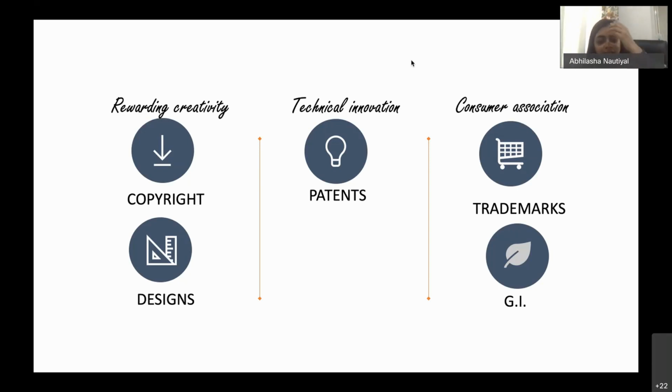Now, another very important thing about IP is timing. Timing is crucial because it's really a race sometimes. As far as brands are concerned, you could think of a brand, you could start using it, but what if someone else beats you to a registration?